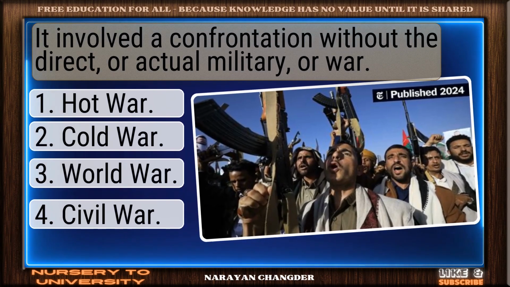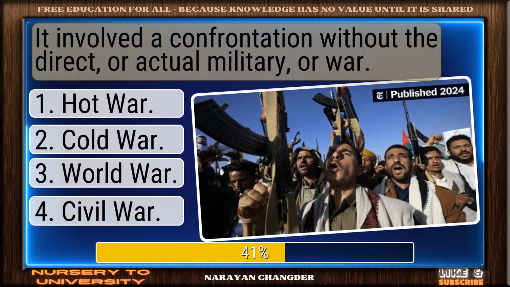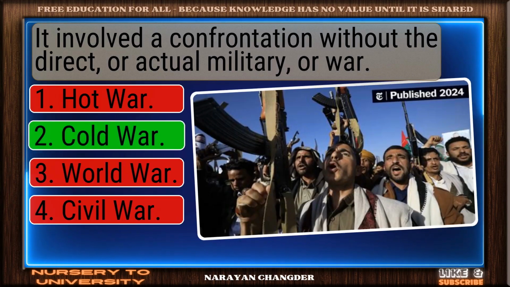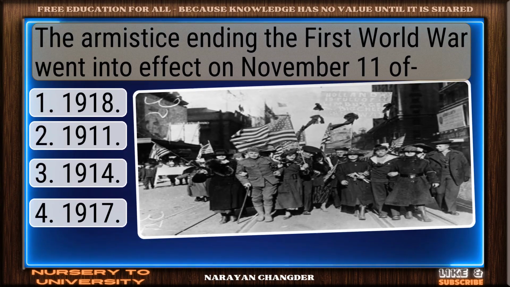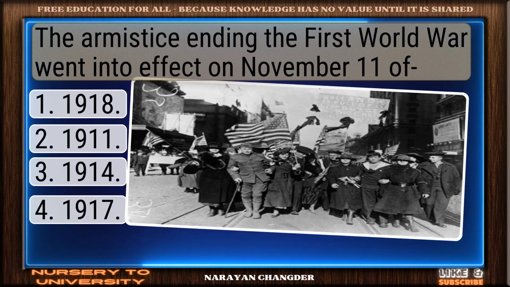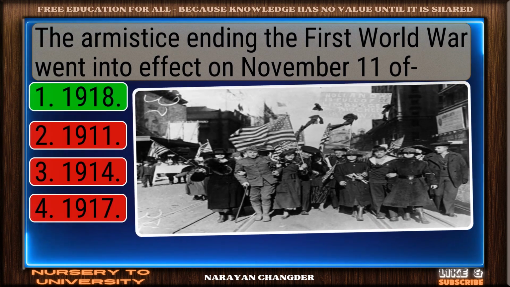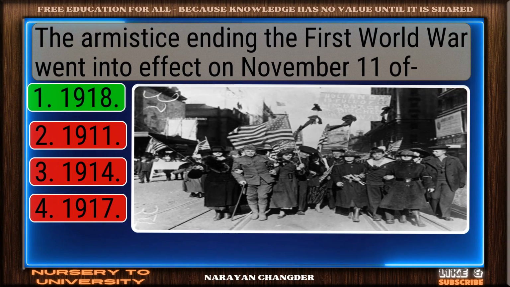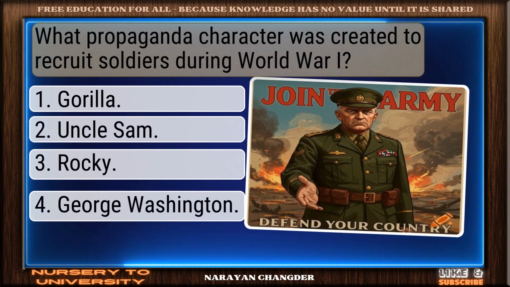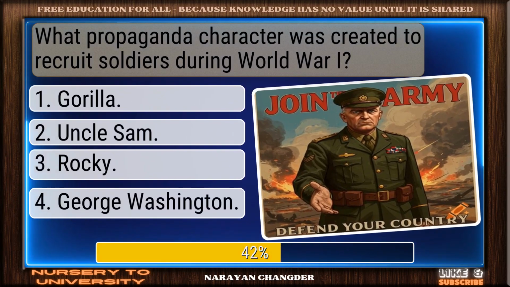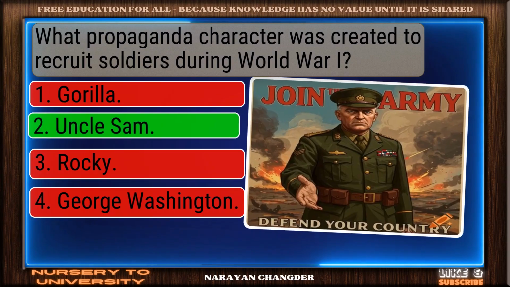It involved a confrontation without direct or actual military action or war. Exactly. Cold War makes sense. The armistice ending the First World War went into effect on November 11 of. Right again, 1918 is valid. What propaganda character was created to recruit soldiers during World War I? Good job. Uncle Sam works well.